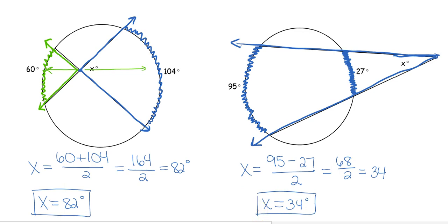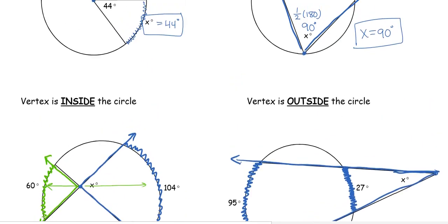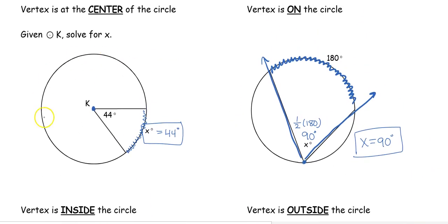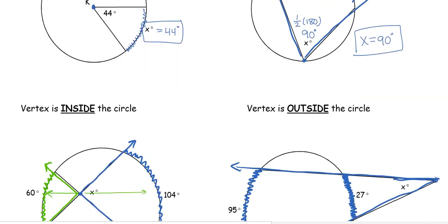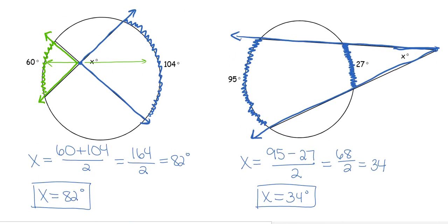So our angle can occur in 4 different locations. It can come from the center of the circle, which is review. They are equal. It can be on the circle. The angle is half the arc. It can come from inside the circle. We add the two intercepted arcs, divide by 2. If it's outside, it's the big arc minus the small arc, divided by 2. All right, and that is it for this video.